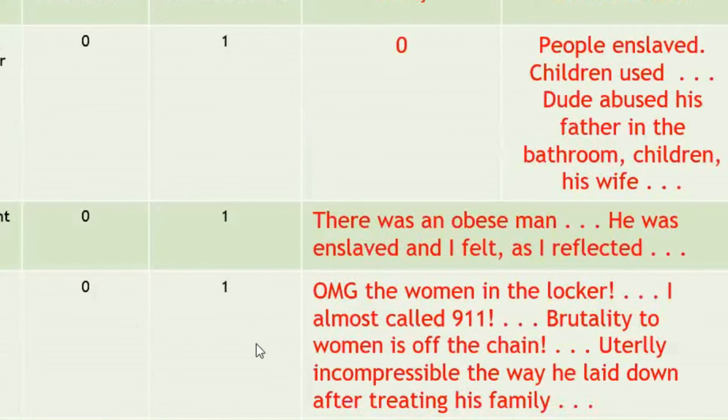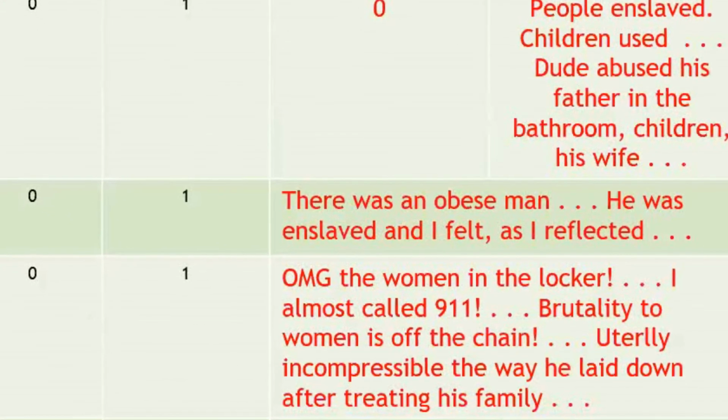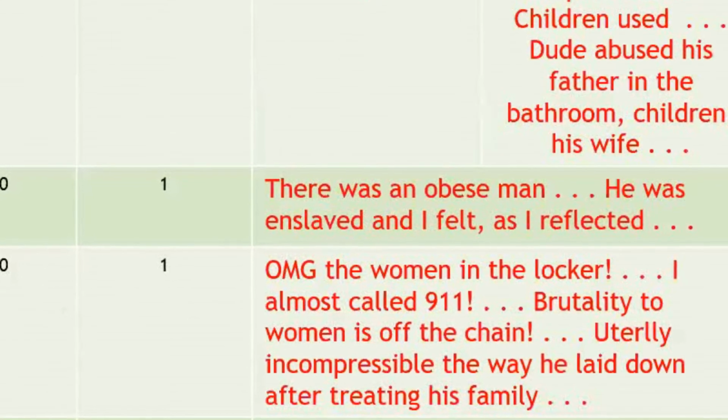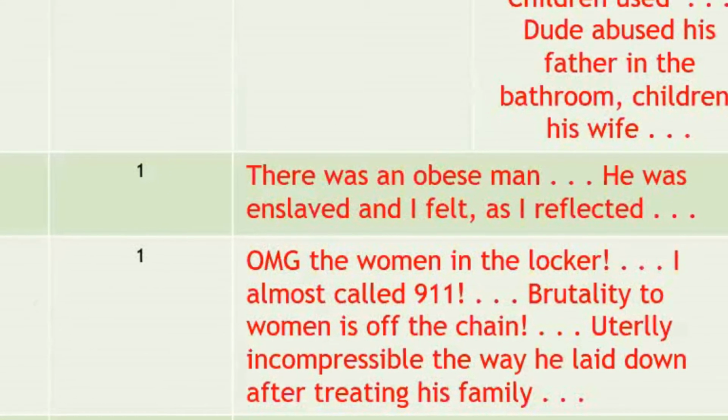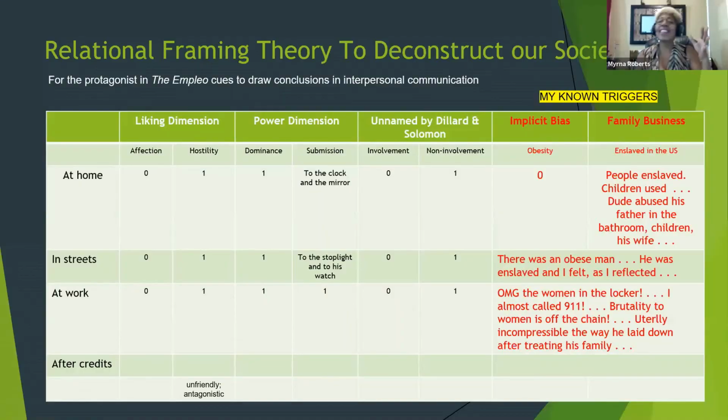Involvement. Then I got over here, oh my God, the woman was in a locker. I would call the police. It was brutality all over the place. It was just awful. But so you see my ontology in there. I mean, my axiology. You see how things ought to be.